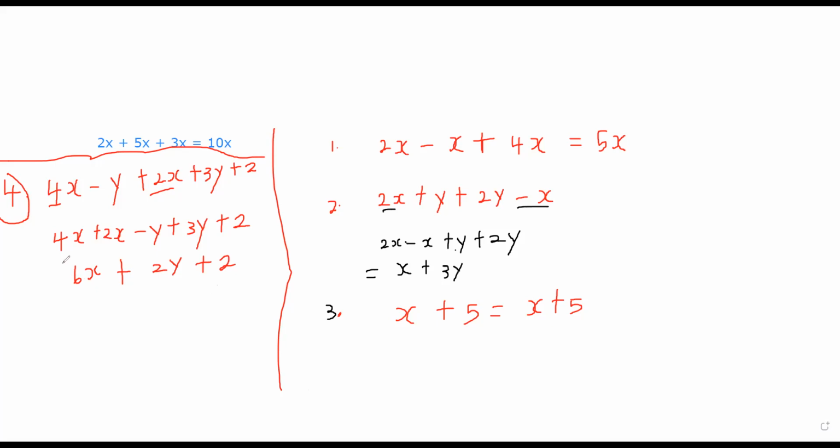So now we reach this point here. We see that we can't move further than this because all of them are unlike terms. We have an x, we have a y, and then we have a constant. So that would be our answer in the simplest form, right? Good. Any questions before I move on to another one?